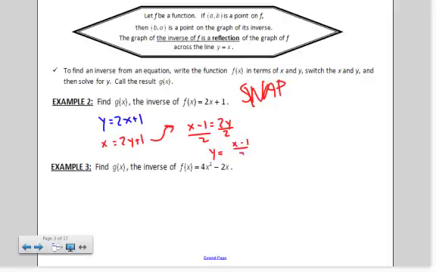And you could recognize that's going to be y equals 1/2 x minus 1/2. But for the purposes of what we're doing, this is perfectly fine.